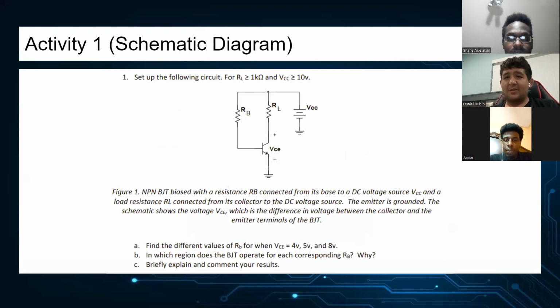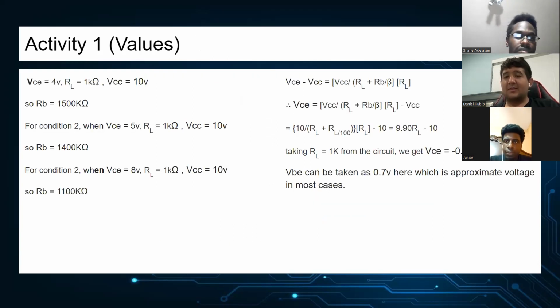This is Activity 1, the schematic diagram, where we have 2 resistors and 1 voltage source, in this case equal to 10 V. And according to the questions, we are to find different values. And these are the values. So for condition 2, when VC equals VB, we use the equations, which can be taken as 0.7 V, and that's it.